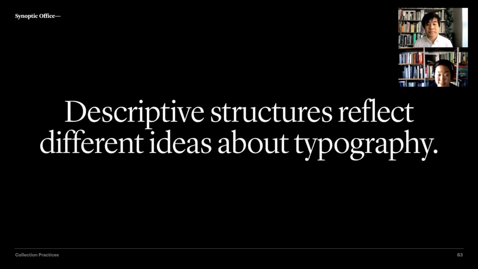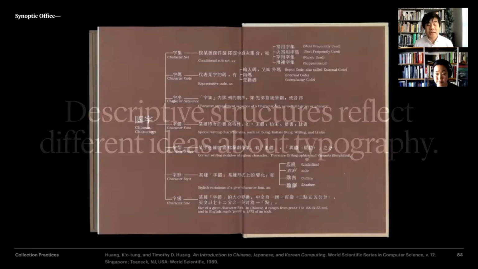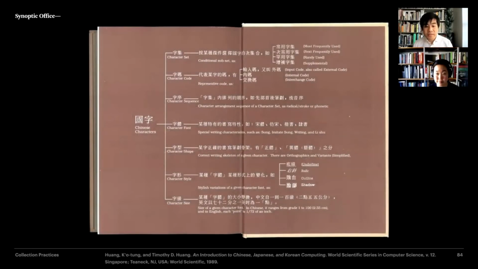Descriptive structures reflect different ideas about typography. What this really means is that the way you catalog, the way you describe the typefaces, the way you describe a collection, really reflects the understanding of what those things are, what typography is. So to give another historical example, this one is from the late 80s. It's a book by a couple of Chinese computer scientists called Introduction to Chinese, Japanese, and Korean Computing. And in the back flap, they have this breakdown of how they see Chinese characters in the context of computer technology and also, of course, overlapping with the idea of typefaces.